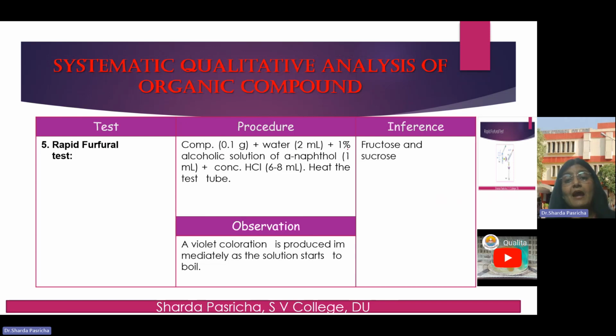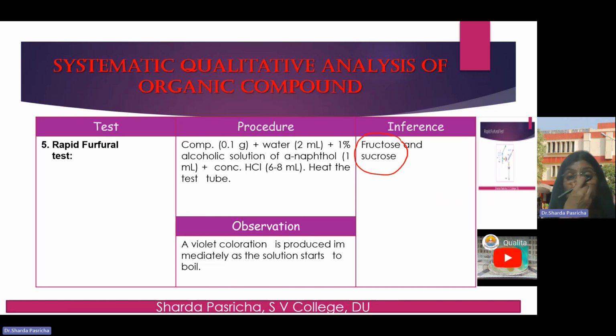So how you do this test is, you will take 0.1 gram of the organic compound, add 2 ml of water, and then add 1% alcoholic solution of alpha naphthol and 6 to 8 ml of conc HCl, and you boil the contents on the flame. When you heat it, you will get a violet coloration in the solution, which confirms that you have a sugar having a furanose form like fructose or sucrose.